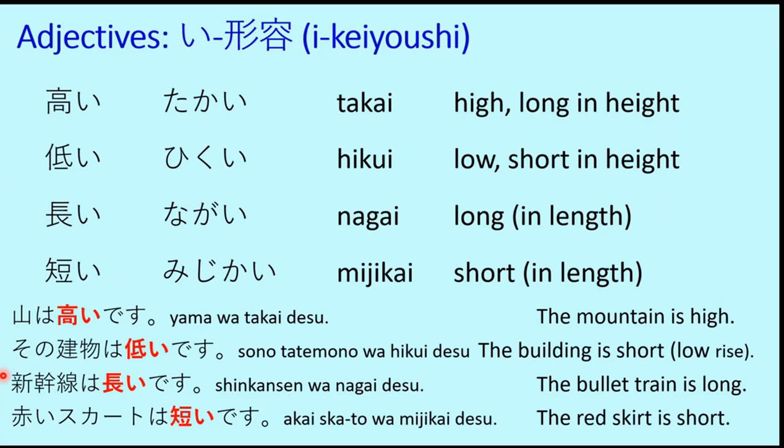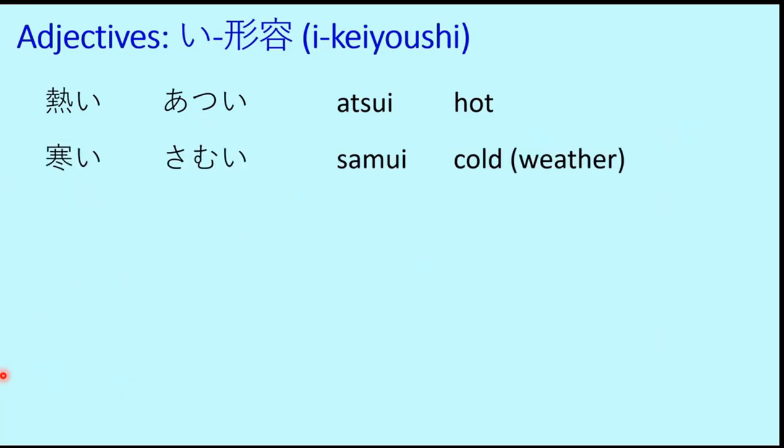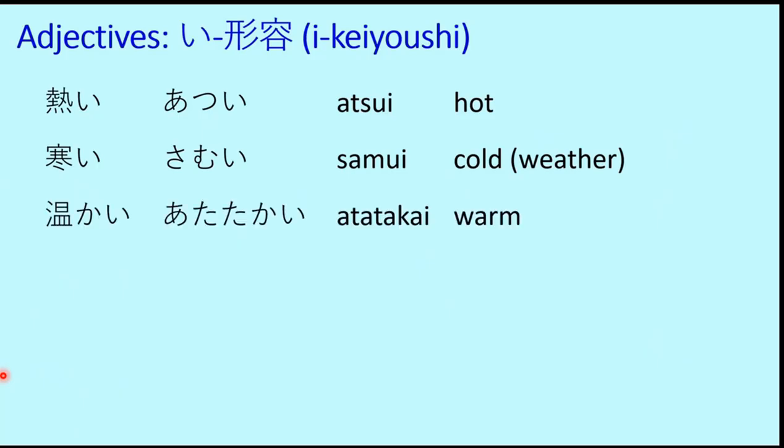Takai, hikui, nagai, mijikai. These are very, very important and most commonly used adjectives. Atsui, another extremely important adjective, atsui, which means hot. It can be the hot weather, it can be some hot food or something like that. Samui, cold. Now when we use samui, then we generally represent the weather only. So samui, cold, is for weather only, not for any cold food or something else which we can touch.